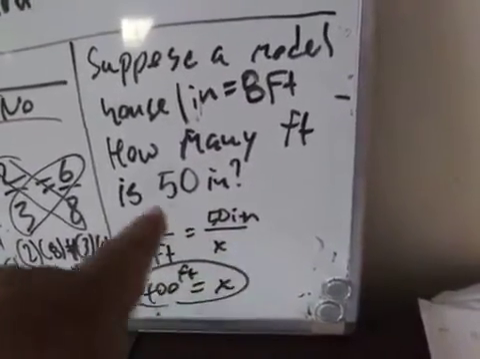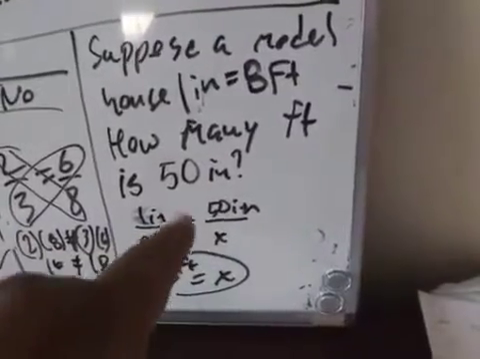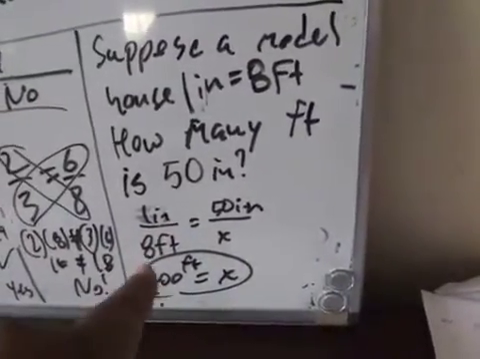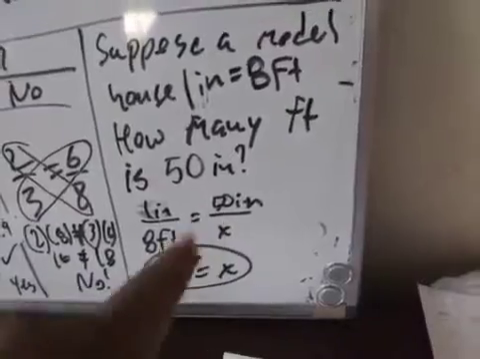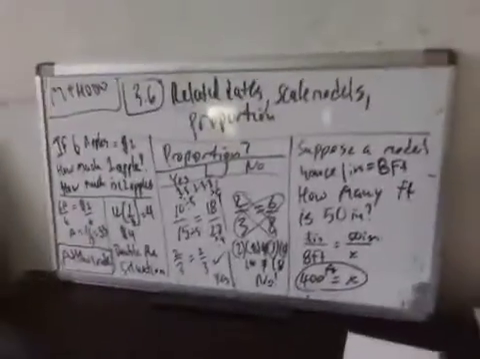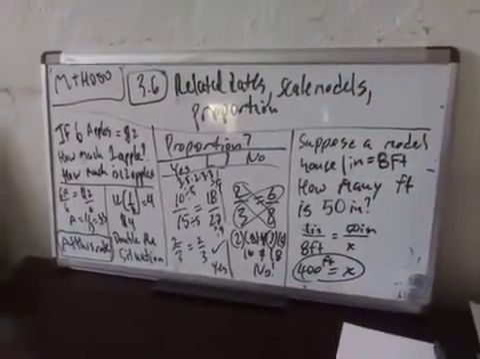So if you crisscross, you get x equals whatever 50 times 8 is. But we know 8 times 50 is 400. So 400 feet would be x. That is your lesson for related rates, scale models, and proportions.